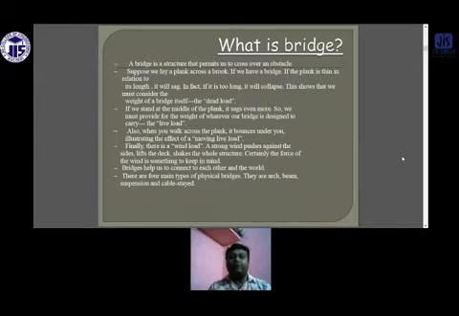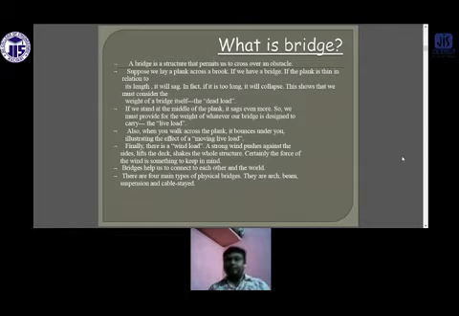So what is a bridge? We are talking from the beginning about bridges. A bridge is a structure that permits us to cross over an obstacle. Suppose we lay a plank across a brook. If the plank is thin in relation to its length, it sags. In fact, if it is too long, it will collapse. This shows that we must consider the weight of the bridge itself.